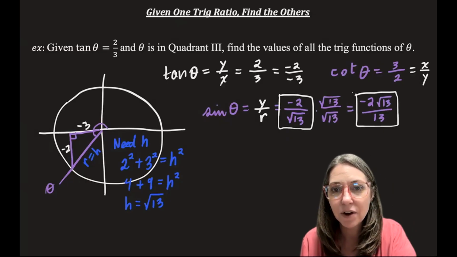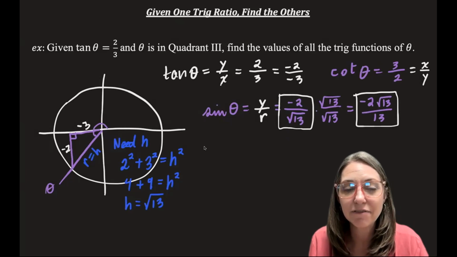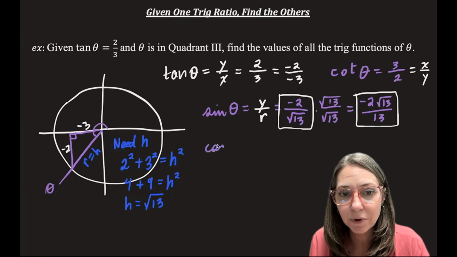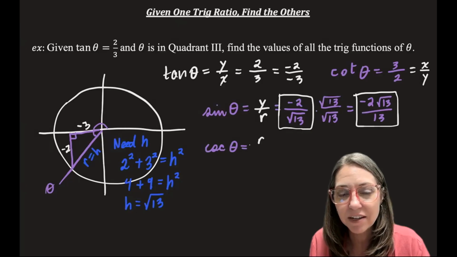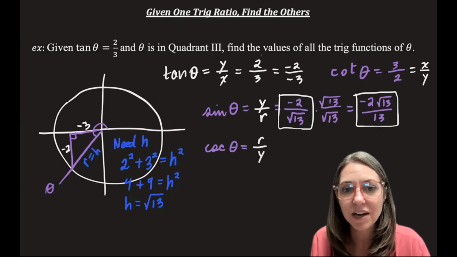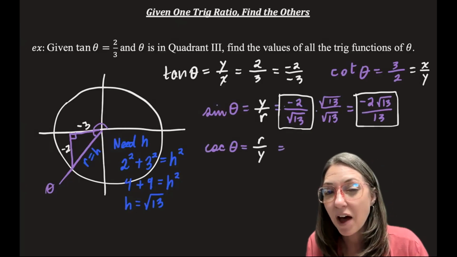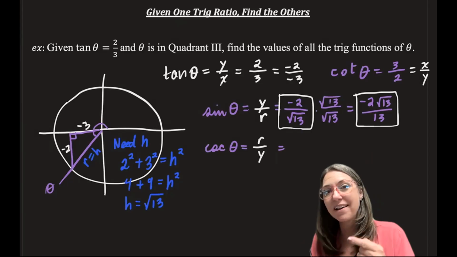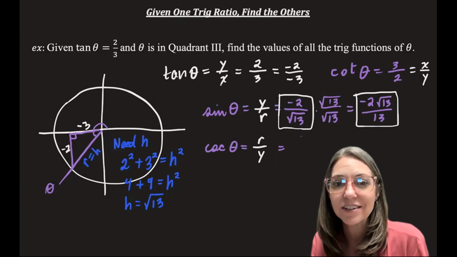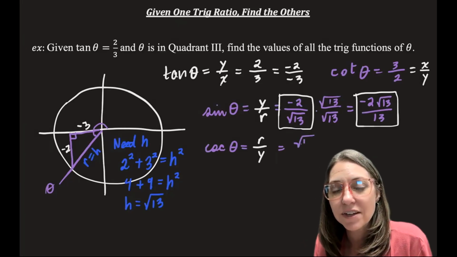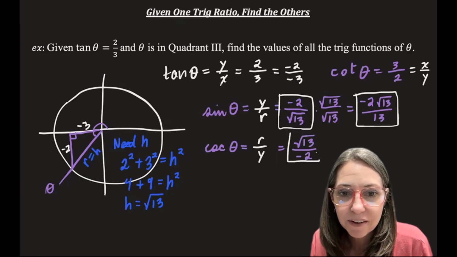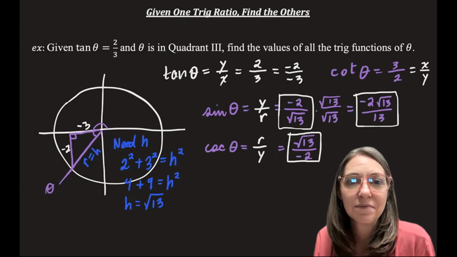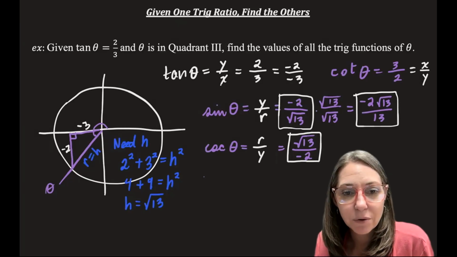All right, now let's go ahead and do cosecant theta next because that is the reciprocal of sine theta. So cosecant theta is the radius over y, or it's the reciprocal of sine. I'm going to flip the unrationalized version. That way my answer is automatically rationalized. So that would give us root 13 over -2. It doesn't really matter whether the negative's on top or bottom. I just kept it with the 2. Okay, there's cosecant.